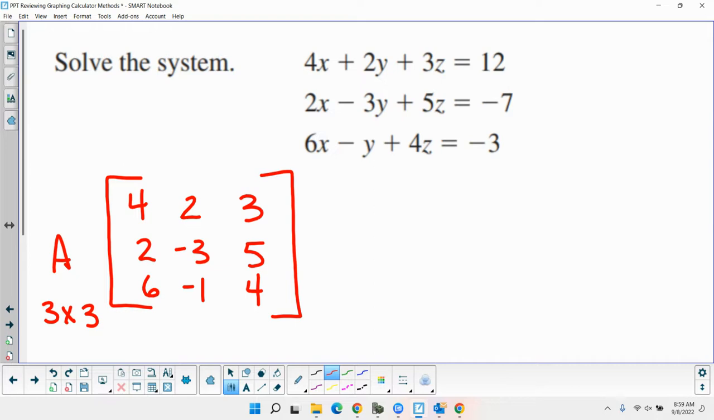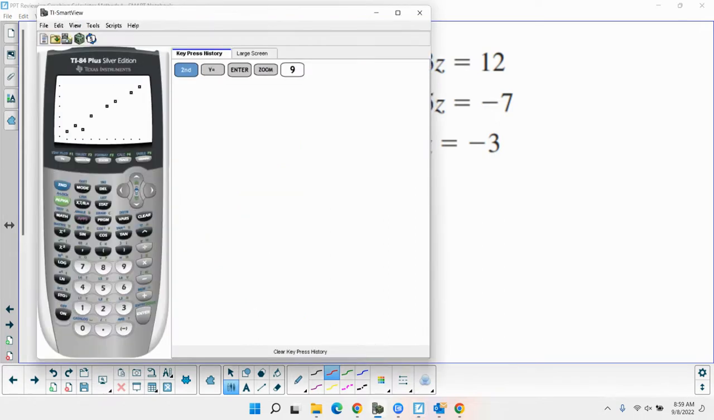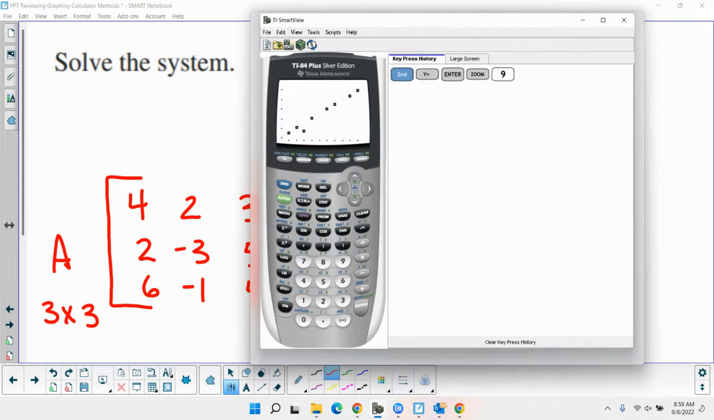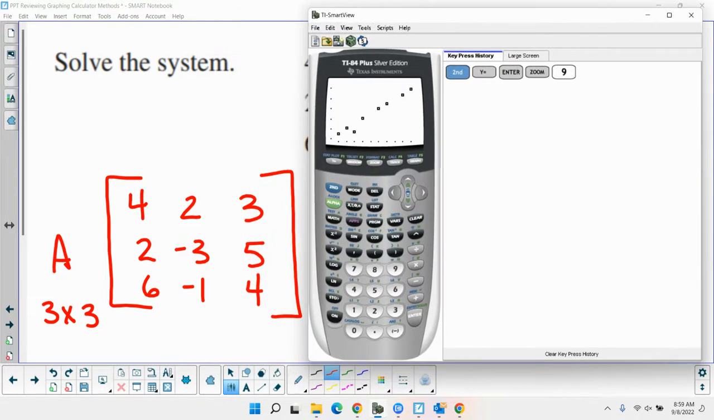Okay, so when you hit your matrix button, all right, matrix is second inverse button. It says matrix above it. I hit my left arrow key, highlight edit. I'm doing A, so I hit enter. The 3 by 3 is already there, so just hit enter twice, and then just start putting them in. All right, so I'm going to put those in. You guys, I think, already did that.